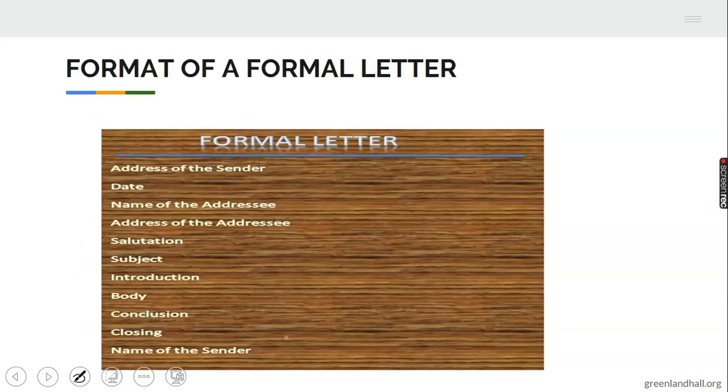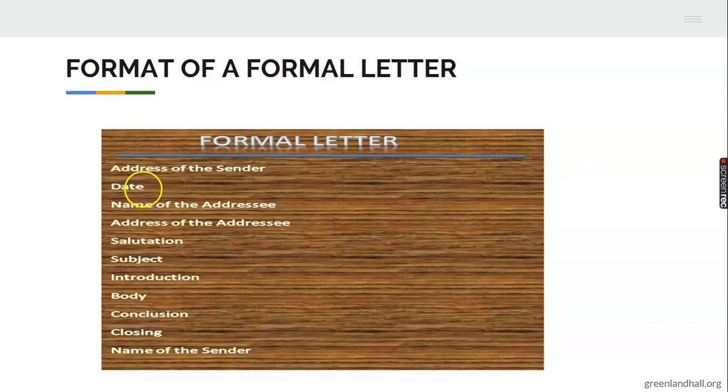Then let's see the format of a formal letter, the format now. First is your address. And your address should be on the right hand side of the margin. And that should be followed immediately by your date.